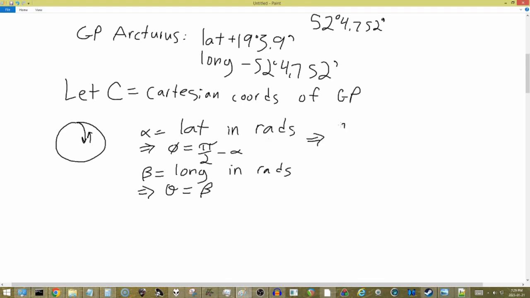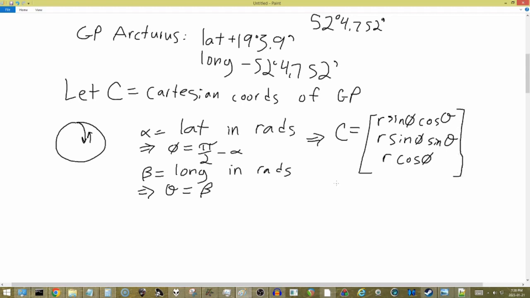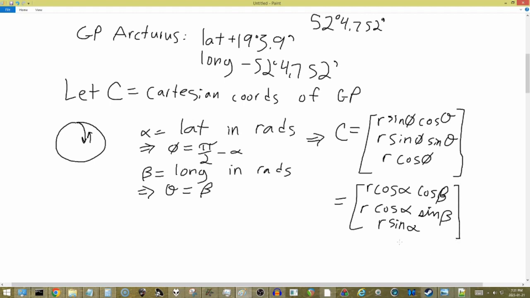Okay, so now that all implies that C equals, with a coordinate transform, r, where little r is the radius of Earth: r sine phi cos theta, r sine phi sine theta, and r cos phi. And we want to express that in terms of the latitude and longitude of the GP. If we sub in pi over 2 minus alpha, that just changes the sine into a cosine. So we get r cos alpha cos beta, r cos alpha sine beta, and r cos changes to sine, so r sine alpha. So there we've got the GP in Cartesian coordinates as a function of latitude and longitude.